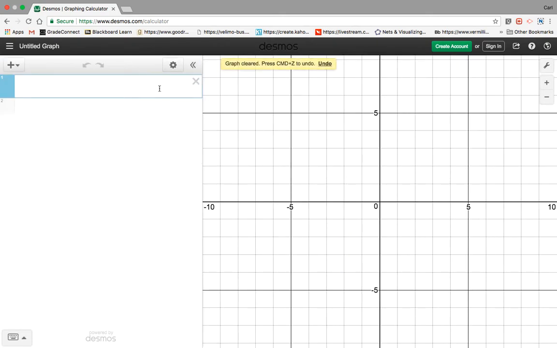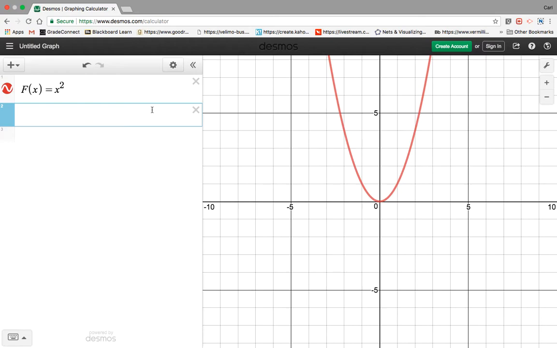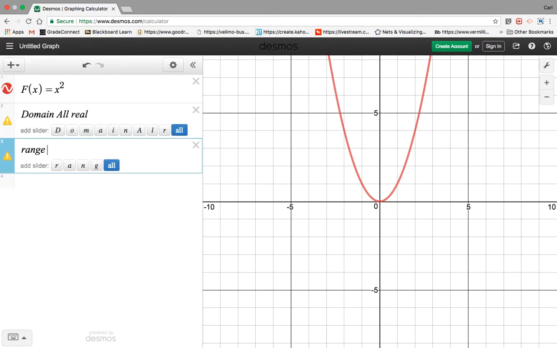Looking at the final setup, we have f of x equals x squared. Domain is going to be all real. The range you should know is being from 0 to infinity.